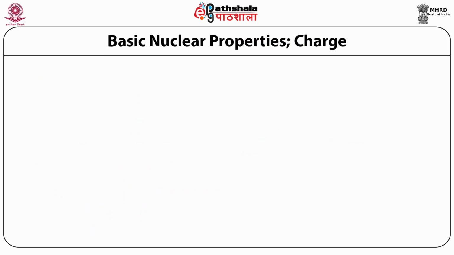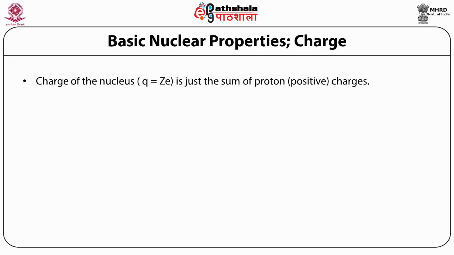Basic nuclear properties, charge. Now, one of the important nuclear properties is the nuclear charge. Charge of the nucleus, that is Q is equal to Z times E, is just the sum of the protons which are positively charged. That is, the total charge on a nucleus is equal to the total charge of all the protons inside the nucleus. Now, the second important property is that charge is quantized. Charge is quantized means the nucleus can have charge only in integral units of electronic charge. For example, Q can be 1 electron charge, 2 electron charge, 3 electron charge, etc.